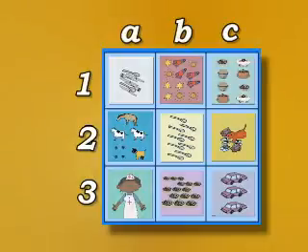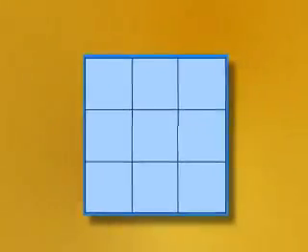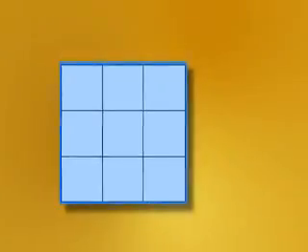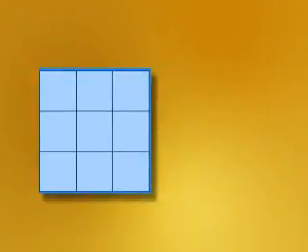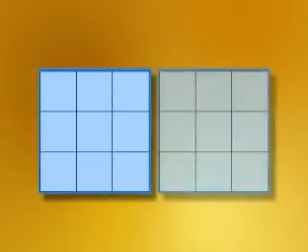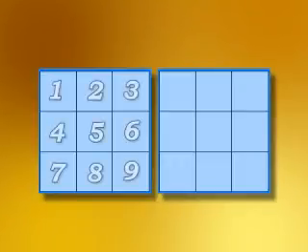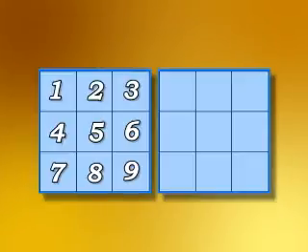Now, we are about to do something a little different. We're about to make our grid smaller, just like this, and place another one by it, just like this. Okay, now we are going to place the numbers 1 to 9 in our first grid, like this. In our second grid, we are going to place the same numbers.